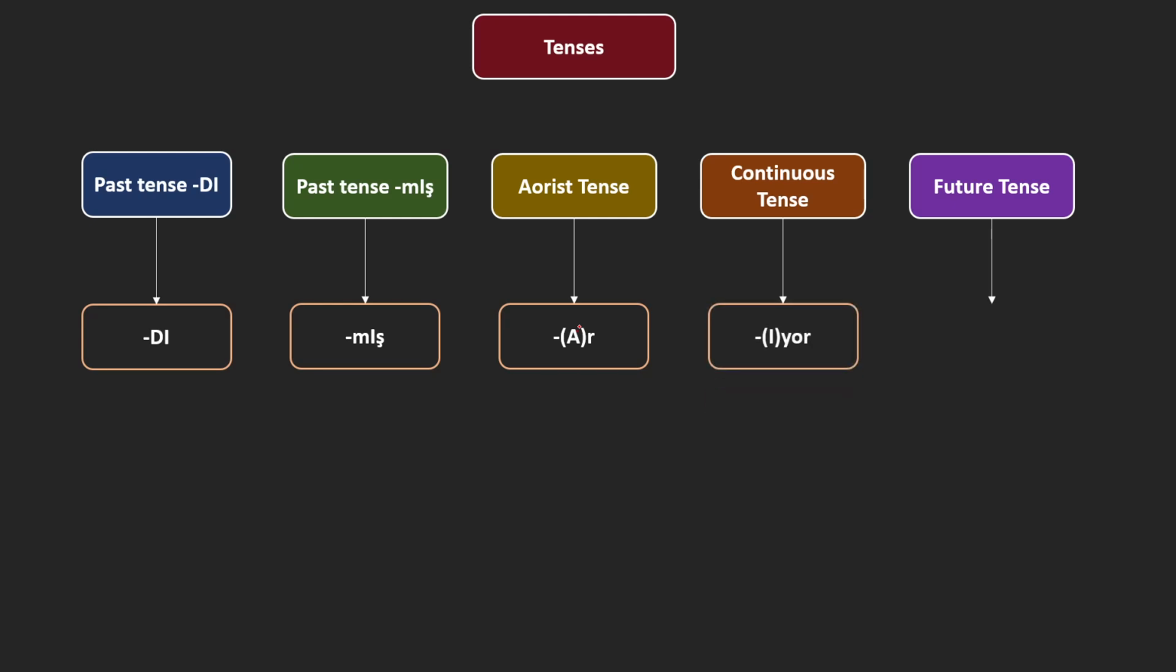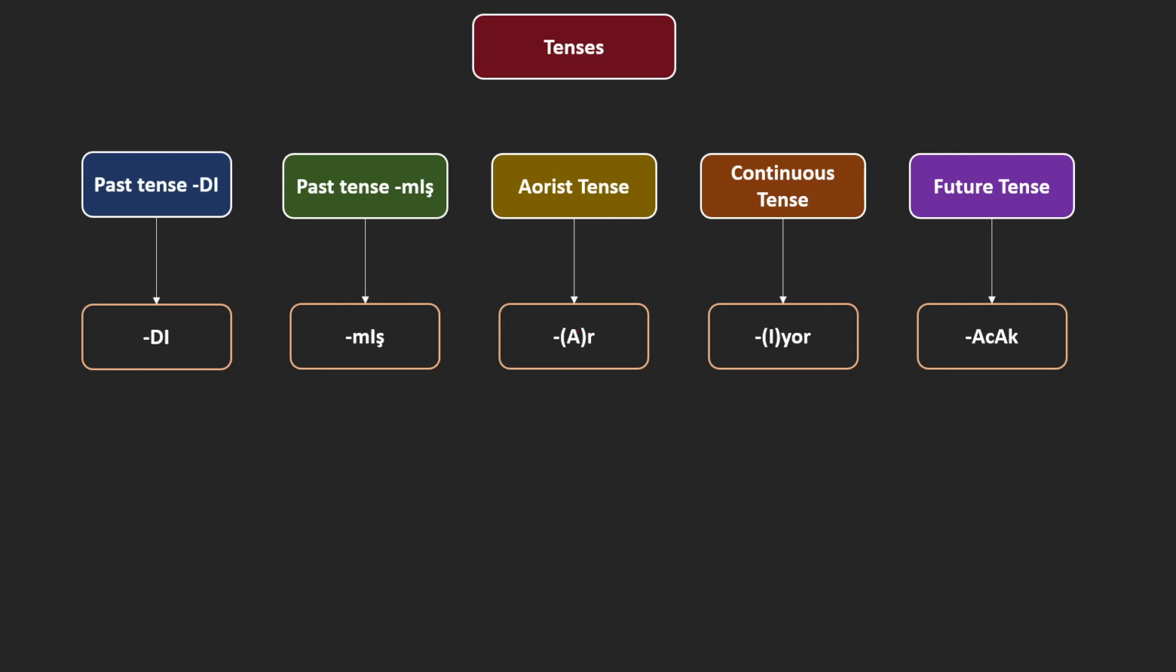And -ear. Again, the parenthesis implies sometimes you will not need it, sometimes you will need it. Okay, and then future: -acak, -ecek. And also the uppercase letters imply, as I keep saying, the vowel harmony. But this is two-way vowel harmony.